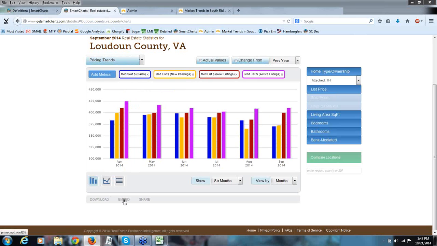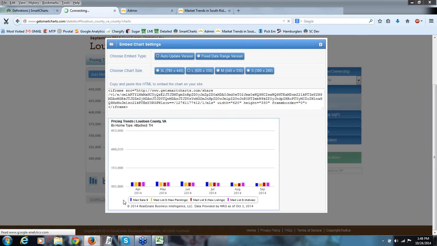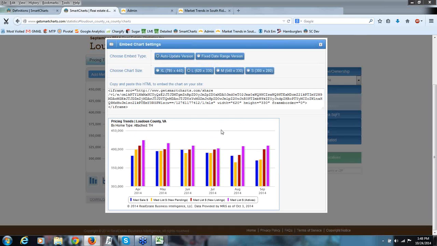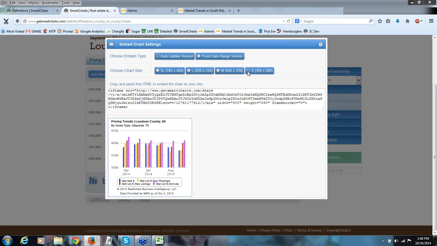Okay, so I've got this chart that I want to show. Click embed. This chart will be updated. I have a website, say, that my middle section is great for this. We tried to use web standards, so 620 by 330. I can change this if I want to use the right rail. I can do 300 by 280.